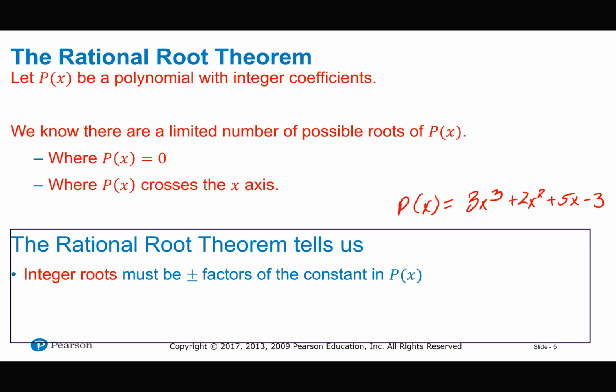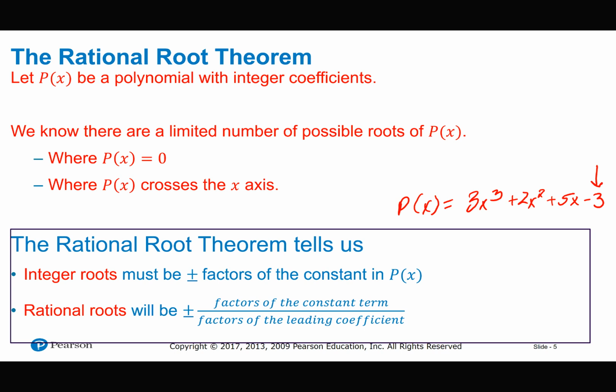What is my constant in that polynomial that I just created? -3. Okay, so integer roots, all I'm looking at is the factors of this -3. And so plus minus factors of it, I know 1 and 3 are my only two factors of 3. And so I'd say plus minus 1, plus minus 3.